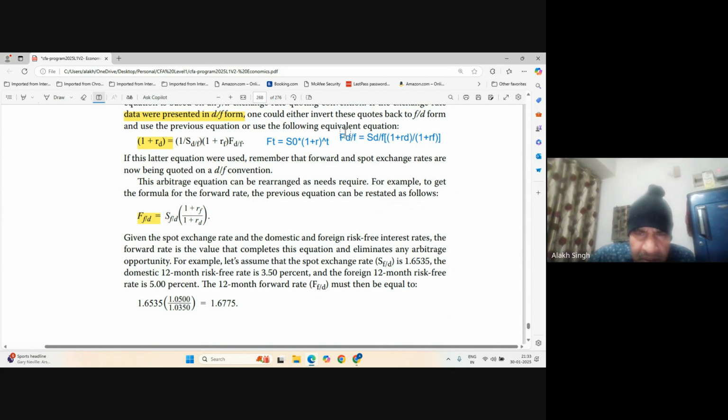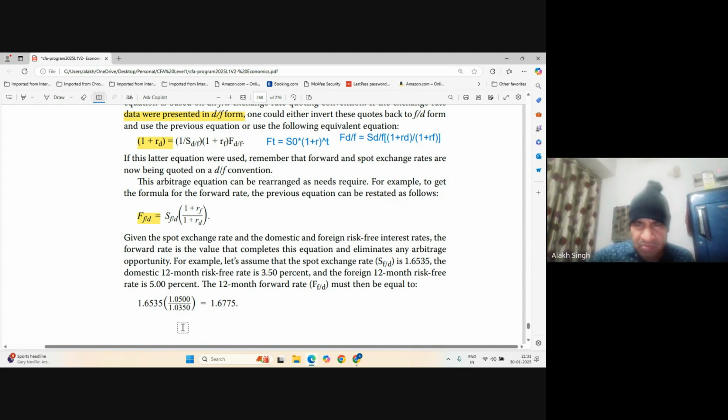Oh, okay. Means if I reverse this, D by F, I do it F by D. That is how it is. Okay, so let's read the numerical example, and then you will understand without bothering about this.